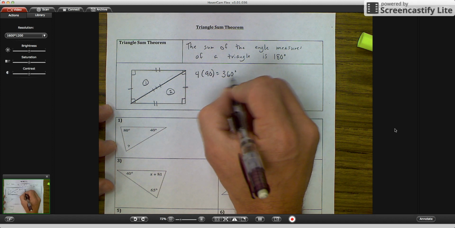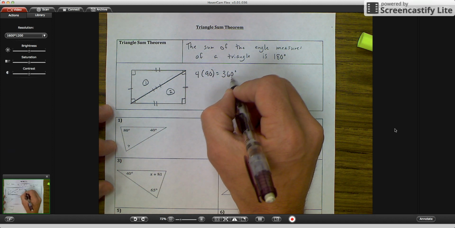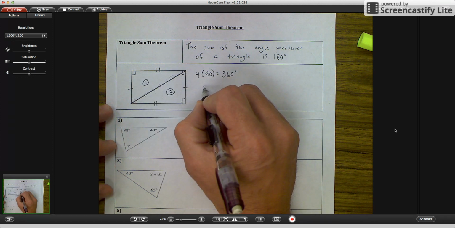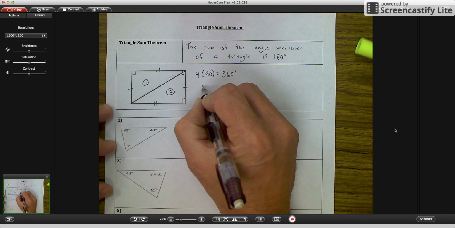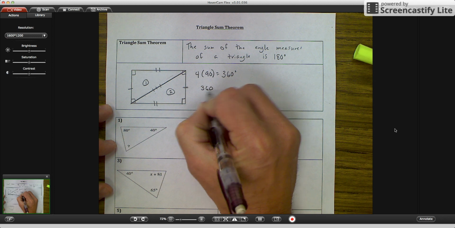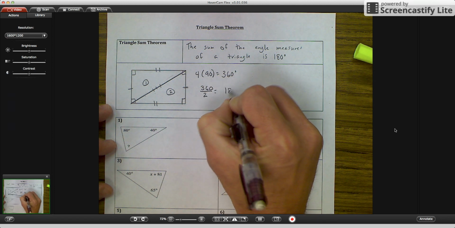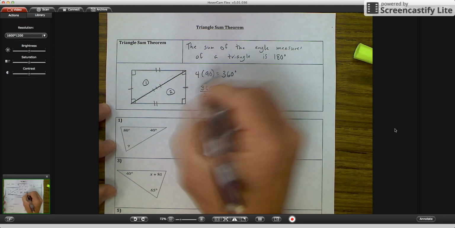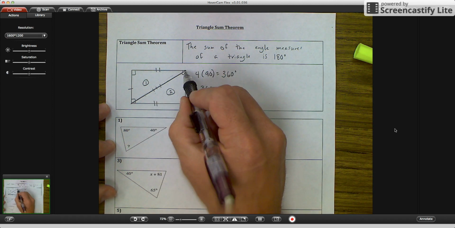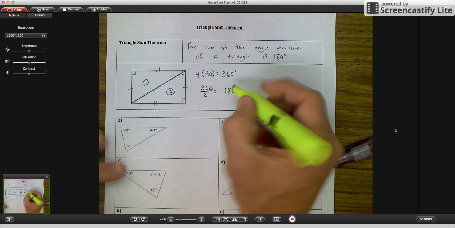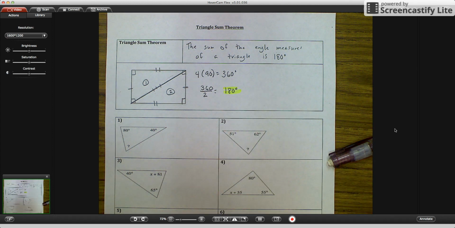So if there are 360 degrees in your rectangle, and we have split that into 2 equal sides, we're going to take our 360 degrees and divide it by 2, and that will give us 180 degrees in each of the 2 triangles. Okay, so that is a quick proof of how we got 180 degrees for the angles.